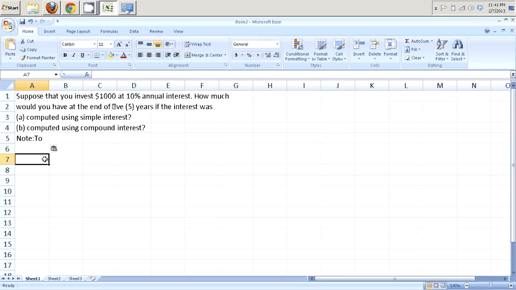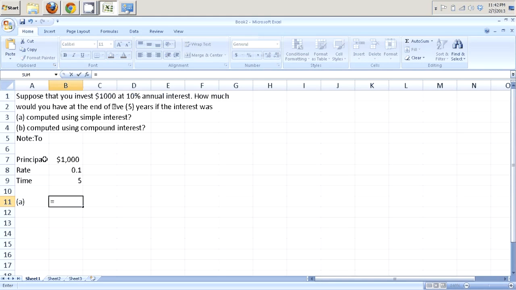All right, well, let's identify a few things. The principal is $1,000. The rate is 10%, which we write as 0.10, and the time is 5 years. For simple interest, this is pretty easy. It's just equals principal times rate times time, $500. Each year, 10% is charged. 10% is $100, and that happens 5 years in a row, so $100 gets accrued 5 years in a row for $500 of interest. For compound interest, it's a little different.